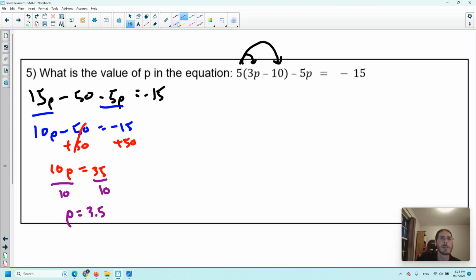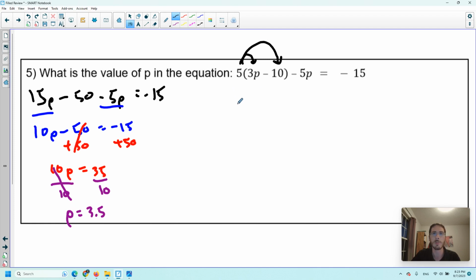Just to show, that's going to cancel, and in this step, those are going to cancel. So that's one way to do it. So we get 3.5. If you want to double check, you're welcome to double check, just like you did in 8th grade. Take 3.5, plug it in, and see if it works. I do want to show method 2. There is a second method.